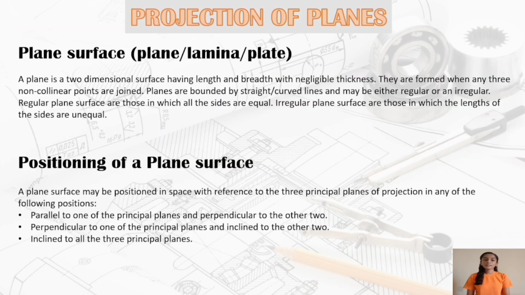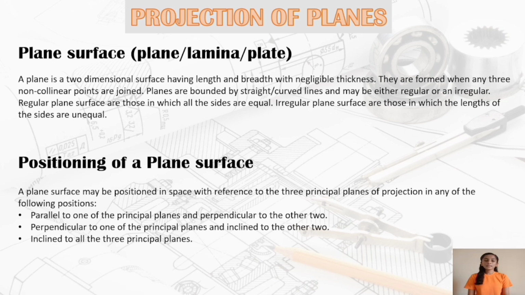Projection of planes. Plane surface. A plane is a two-dimensional surface having length and breadth with negligible thickness. They are formed when any three non-collinear points are joined. Planes are bounded by straight or curved lines and may be either regular or irregular. Regular plane surfaces are those in which all the sides are equal. Irregular plane surfaces are those in which the lengths of the sides are unequal.